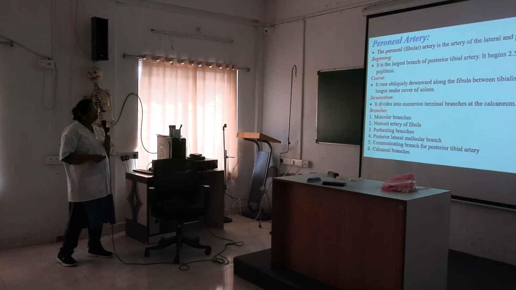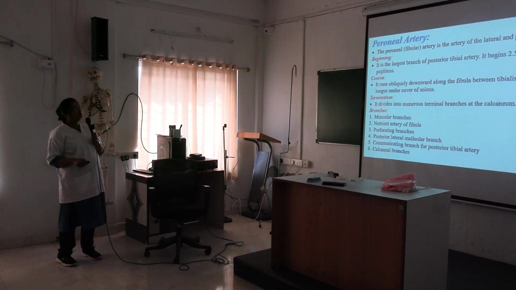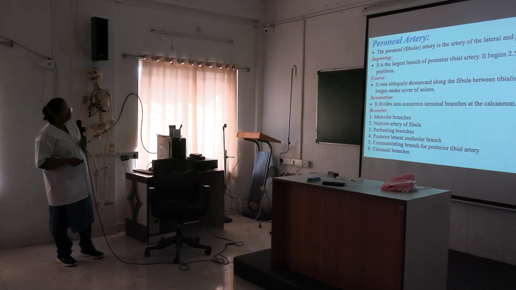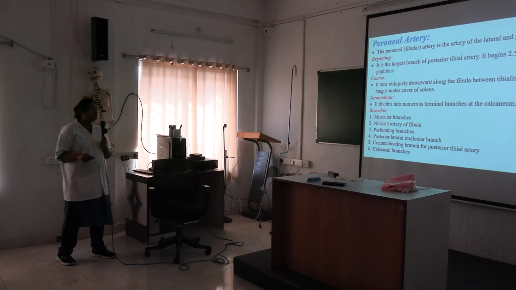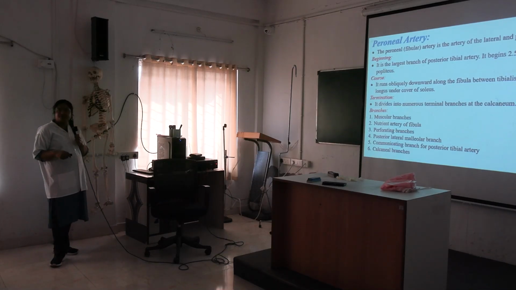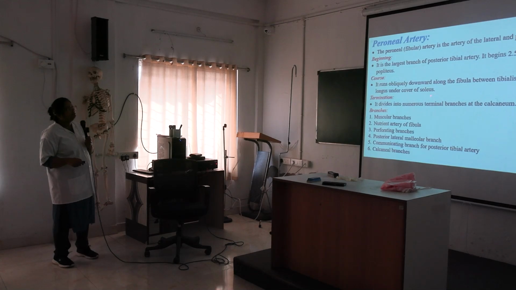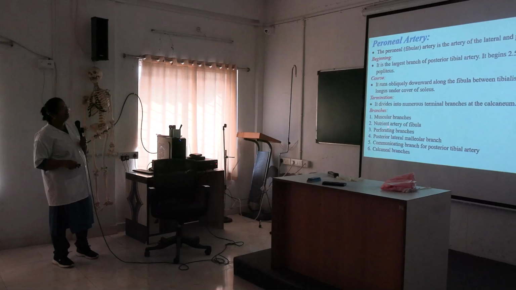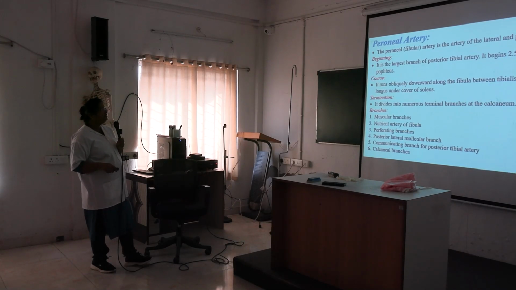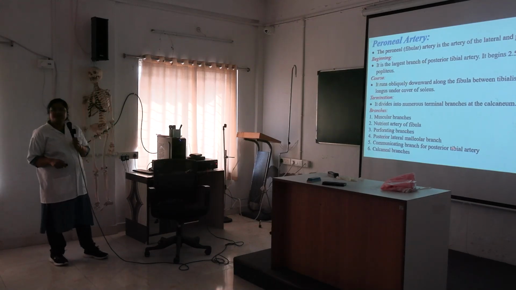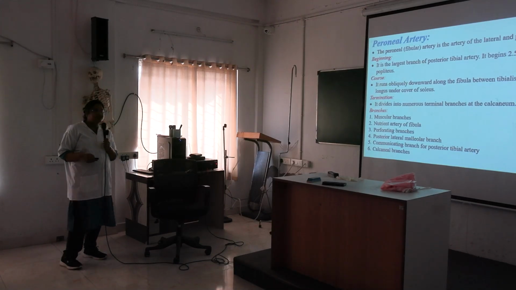Next is the peroneal artery. It is also known as the fibular artery, the artery of the lateral and posterior compartments of the leg. It is the largest branch of the posterior tibial, as you have seen, beginning 2.5 cm below the lower border of popliteus. It runs obliquely downward along the fibula between tibialis posterior and flexor hallucis longus under cover of soleus, and divides into numerous terminal branches at the calcaneum. Its branches are these: muscular branches, nutrient artery to the fibula, perforating branch, posterior lateral malleolar branch, communicating branch for the posterior tibial artery, and the calcaneal branches.